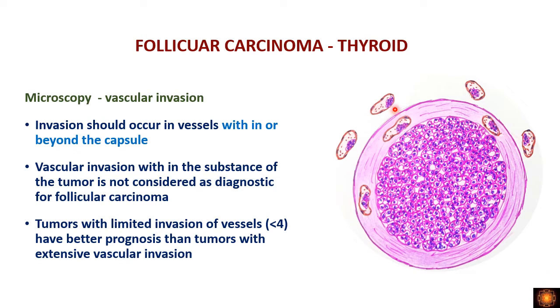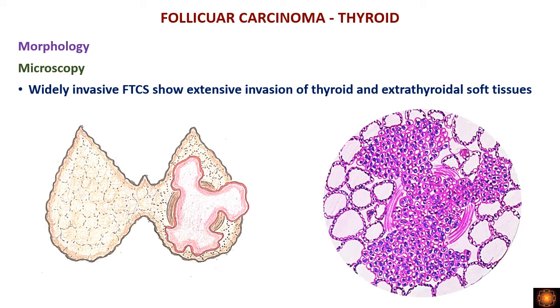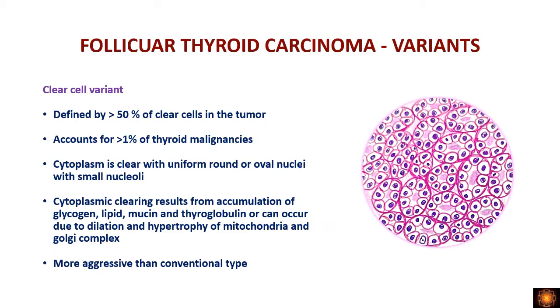Now the number of vessels we have to count. If the number of vessels involved is less than 4, then it is limited invasion of the vessels. If it is more than 4, it is an invasion of the vessels, not limited. Now the widely invasive, that was minimally invasive and angioinvasive, encapsulated angioinvasive. In the widely invasive follicular thyroid carcinoma, we have the tumor cells invading into the adjacent thyroid parenchyma and into the extrathyroidal soft tissues also.